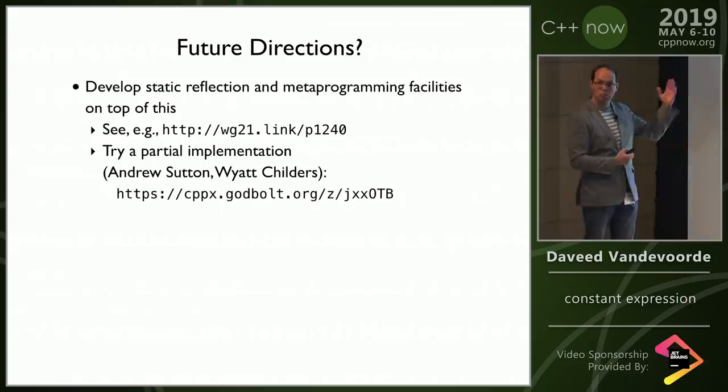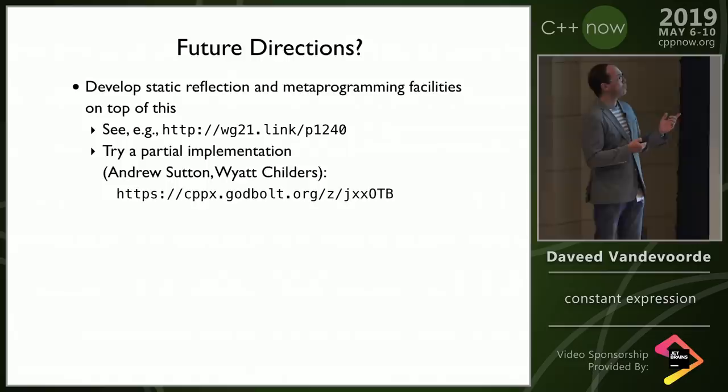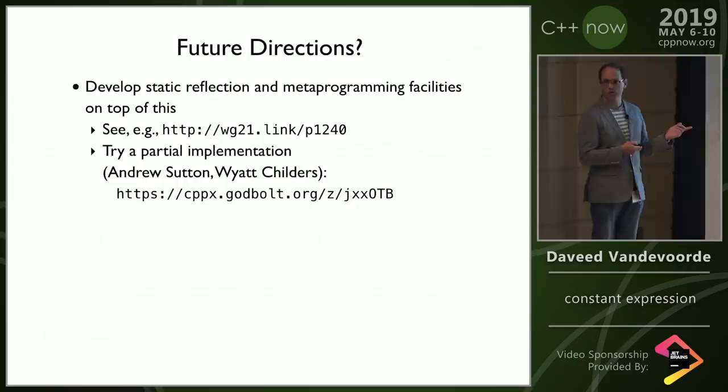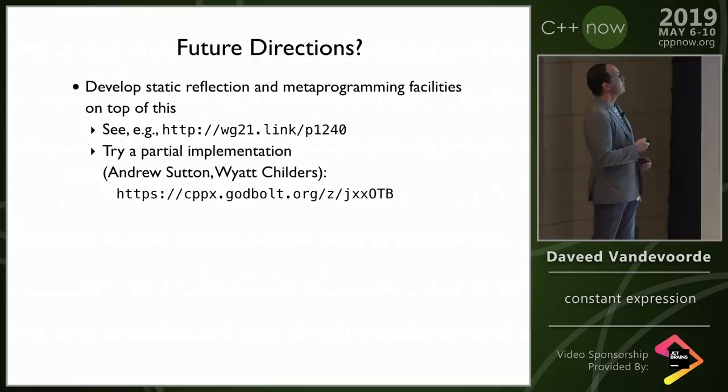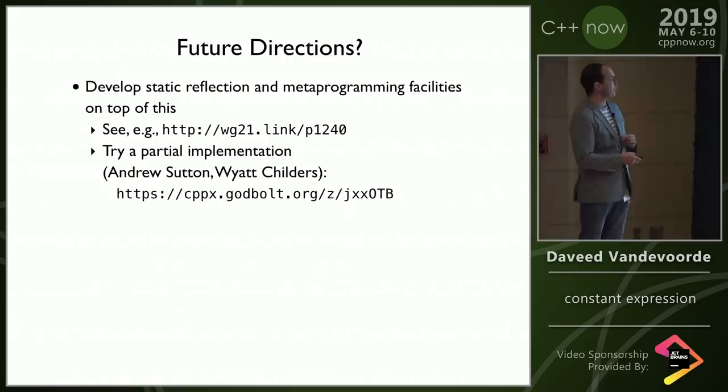There are a couple of competing proposals. I'm going to push for mine here. So go check out that paper, P1240. I'm working on that with Andrew Sutton and Faisal Vali. Andrew, you know, he's the guy who brought us concepts. Faisal has brought you generic lambdas and constexpr lambdas. There is a partial implementation. It's rough on the edges. But if you go to this particular URL, it demonstrates generating SQL code from reflection information. It's pretty neat. And they keep on working on that.